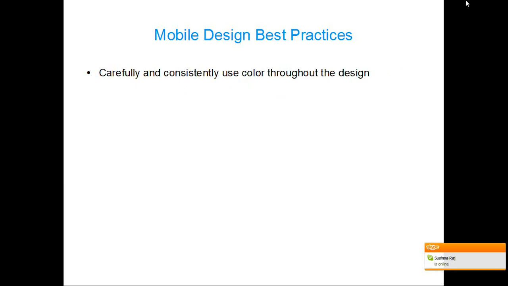Next is carefully and consistently use colors throughout the design. So I have an app, let's say the Scottrade app. The same Scottrade has purple and some yellowish colors and all. If we have to design the same thing for mobile, we can't think, just because Scottrade is having 6 different shades of purple and 2 different shades of yellow and some white, that I'll be using the same color combinations in the mobile app. That will not work, and it will look really horrible.